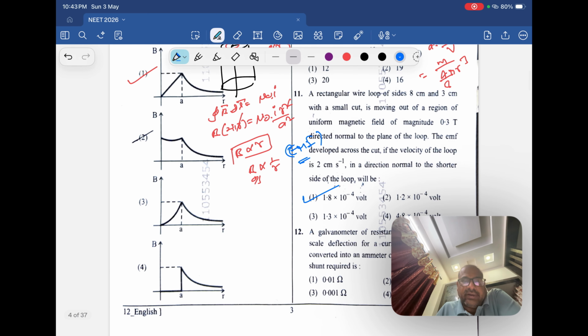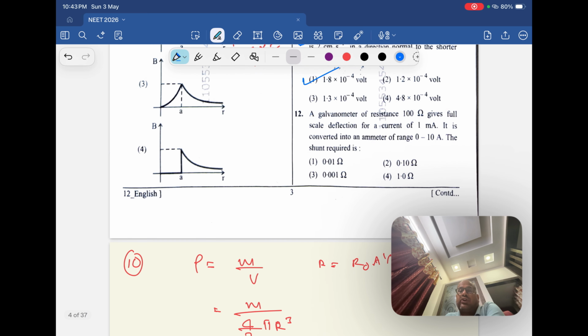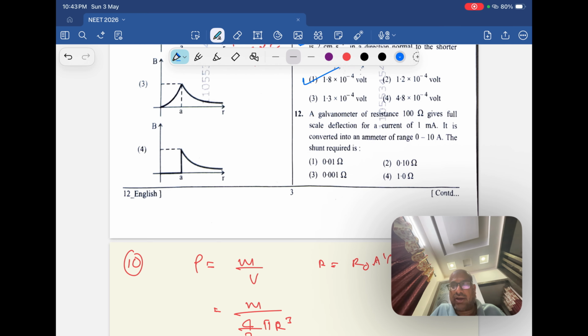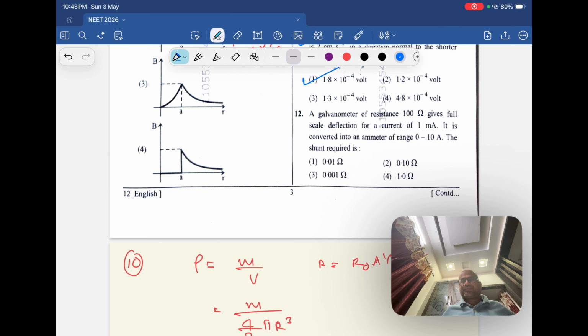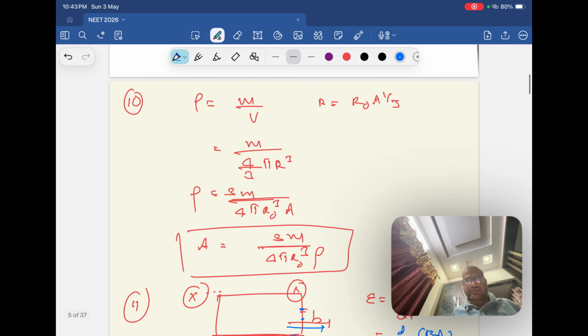Okay, right, students. Next we can talk about a galvanometer of resistance 100 ohm giving a full scale deflection, the conversion of galvanometer into ammeter. So we connect a small resistance in parallel, which we call shunt resistance. The galvanometer resistance 100 ohm gives a full scale deflection for a current of 1 milliampere. It is converted into an ammeter of range 0 to 10 amperes. So the maximum current is I, 10 ampere. The shunt required is, okay, let's just solve this question here.